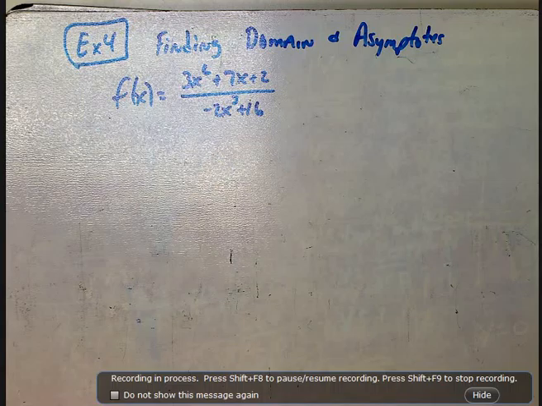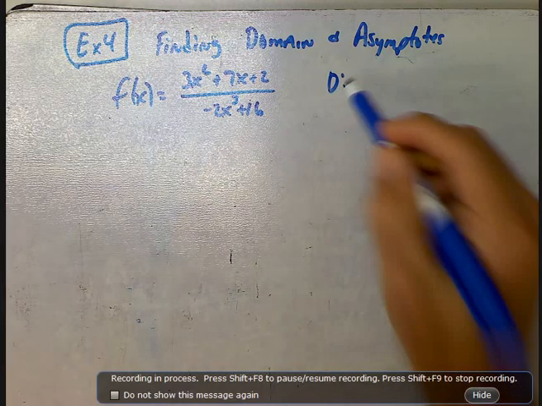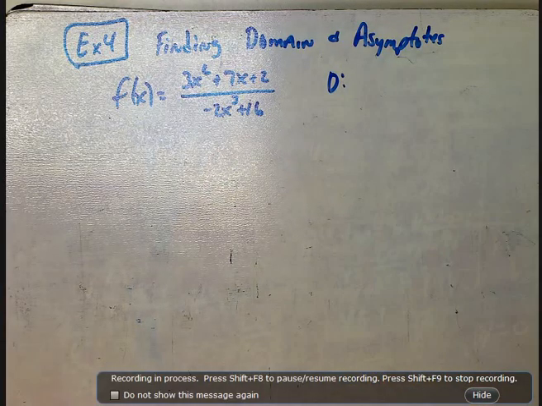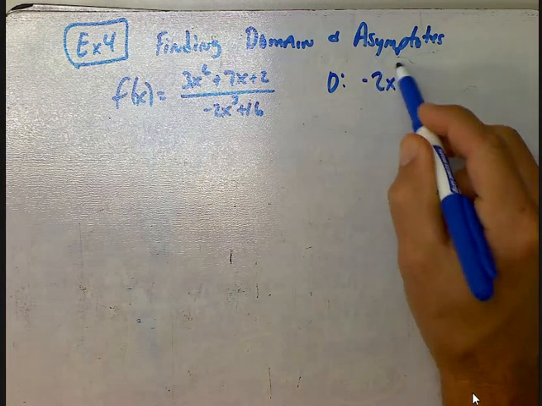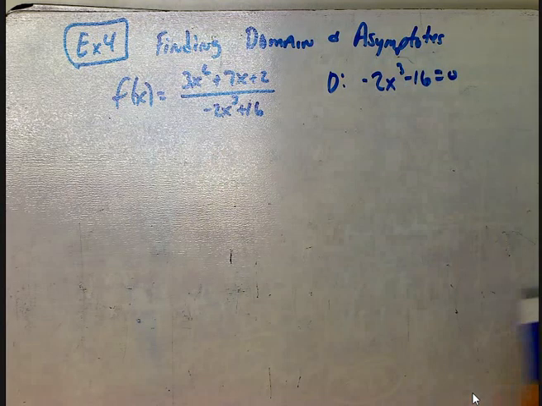Here in example 4, we've got to find domains and asymptotes. So we'll start with the domain. Remember, to find the domain, I'm going to take the bottom of the fraction and set it equal to 0. And I'm going to go ahead and solve this one.